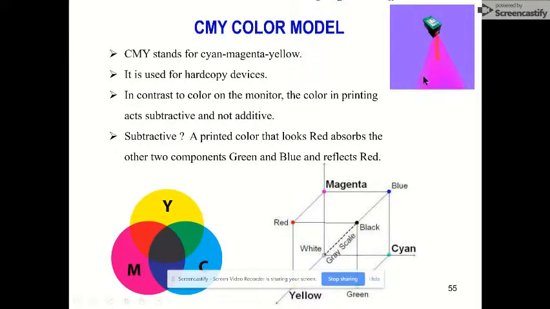CMY stands for cyan, magenta, and yellow. These are also called complementary colors, but they are called subtractive complementary colors, which can be obtained from mixing the primary colors called RGB. It is used for hard copy devices. In contrast to the color on the monitor, the color on printing acts as subtractive, not additive. What do you mean by subtractive color? As I said before, it is the process of subtracting color from the white so that the leftover color is displayed by the white light, which your eyes can catch.